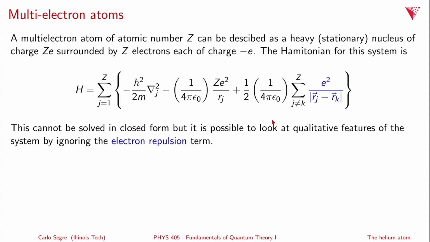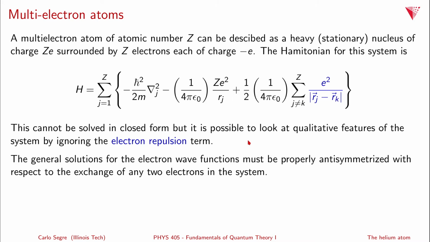Now, this is a Hamiltonian that can't be solved in closed form. And we'll spend some time later on seeing how we can solve these with perturbation theory. But we can look at the qualitative features of the system by just ignoring the electron repulsion term. So we're just going to throw this term away because this is the term that is a little bit more difficult to deal with because that couples two electrons.